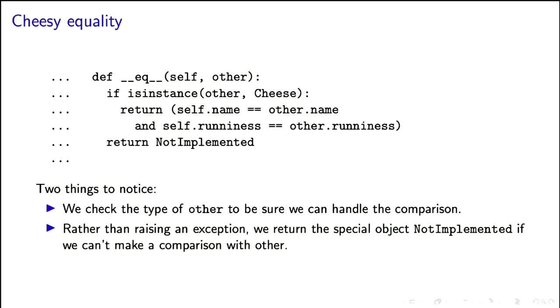At that point, the interpreter says, okay, cracker, you're up. Can you compare yourself to cheese and give me an answer? And if cracker can, then you'll get a sensible result. So that's why we return NotImplemented. If we raise the NotImplementedError exception, we would cut off the opportunity to inquire of other if it can handle the comparison.